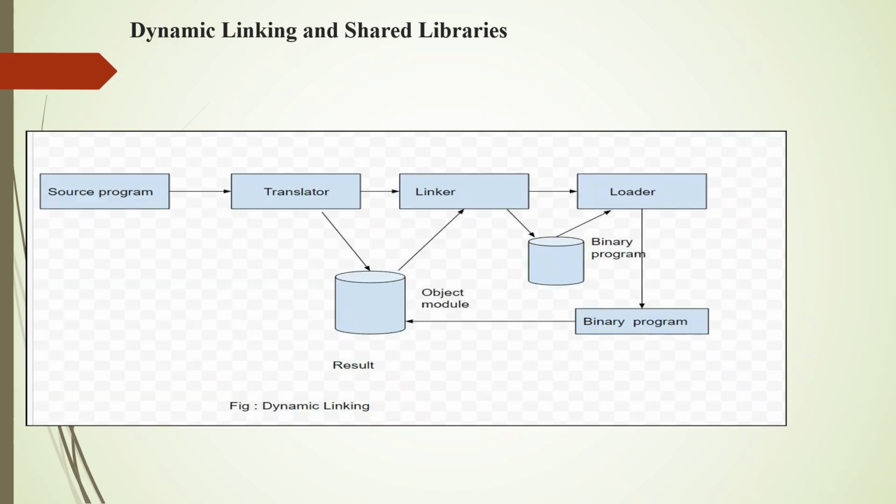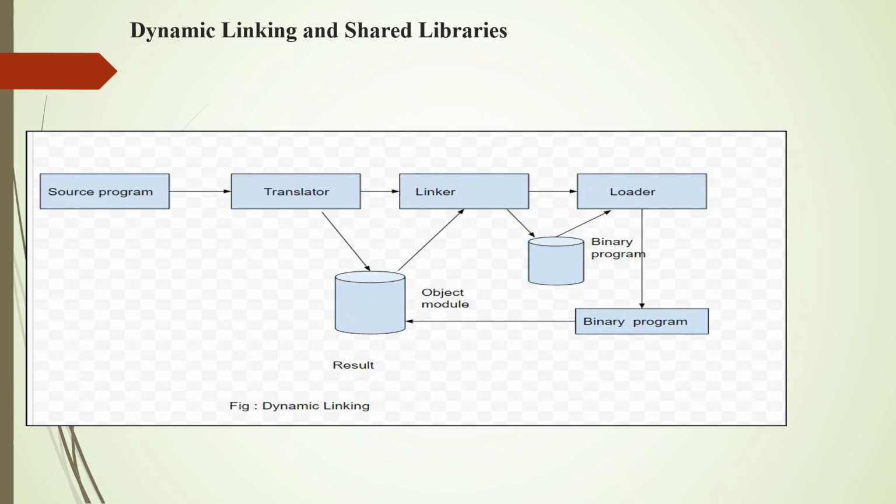Now, let's understand dynamic linking with the help of this diagram. The process begins with the source program, which is the program written by the programmer. This source code is sent to the translator, such as a compiler or interpreter, which converts it into machine code, and that code is called an object module. The object module contains machine code, but it is not yet ready for execution because it may still need external libraries. Next, the linker takes the object module and combines it with the required libraries.